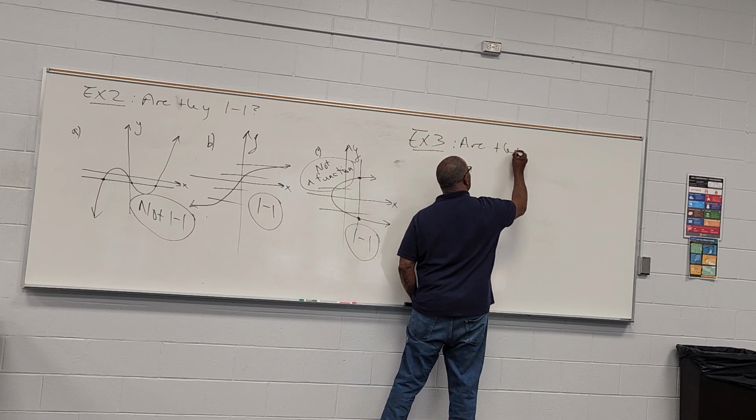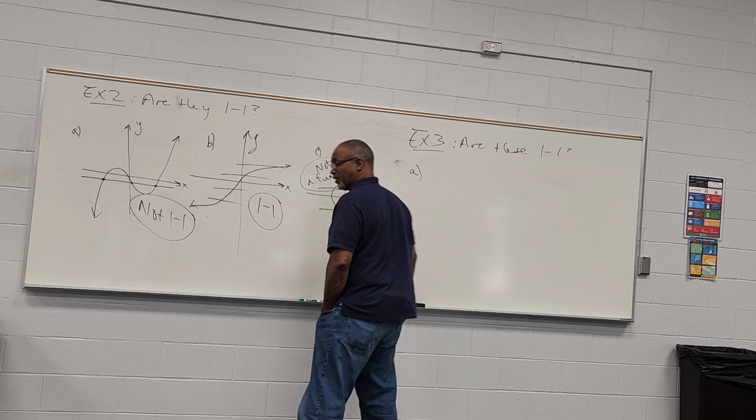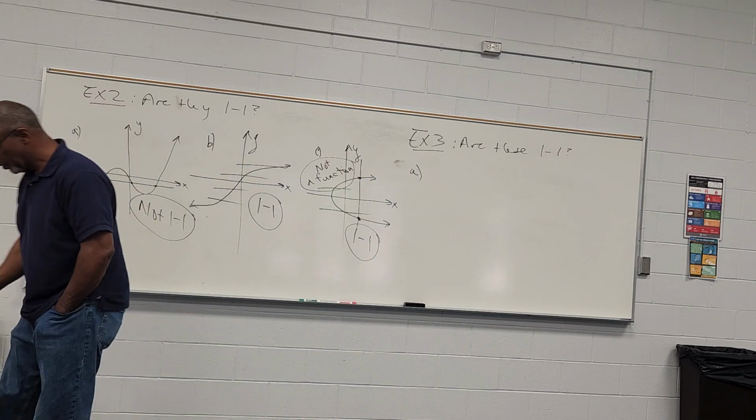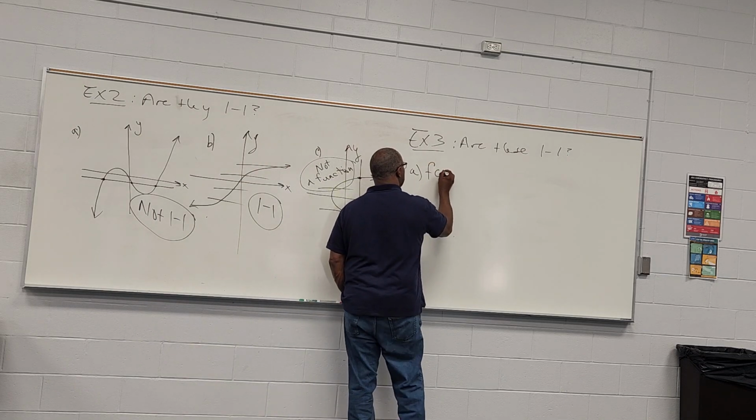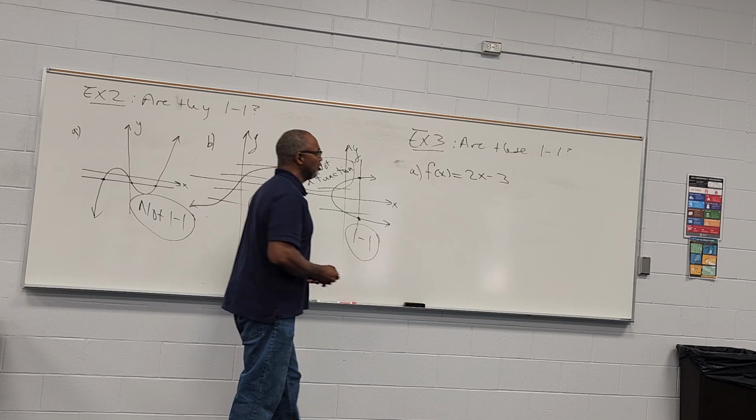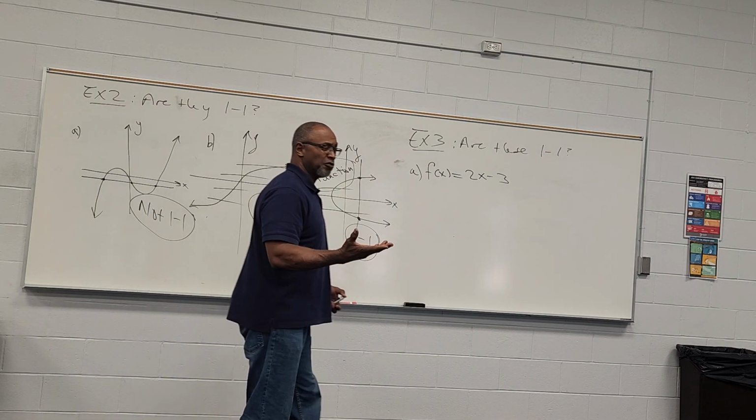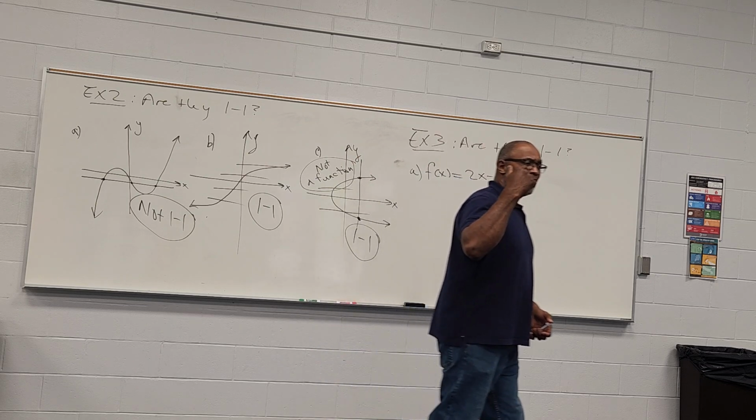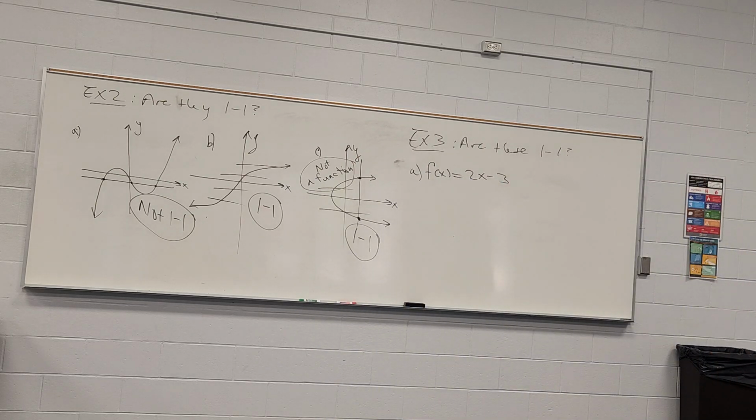Example 3. Are these one-to-one? This time they're going to give me an equation. F of x equals 2x minus 3. It's in function notation, so it is a function. But I want to know, is it a one-to-one function? So let's remember our definition. Whenever the x coordinates are the same, the y coordinates should be the same, or vice versa. Whenever the y coordinates are the same, the x coordinates should be the same. That's what it means to be one-to-one.